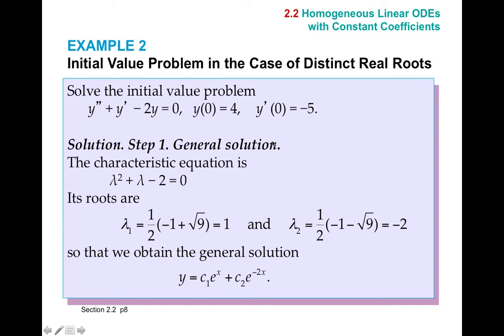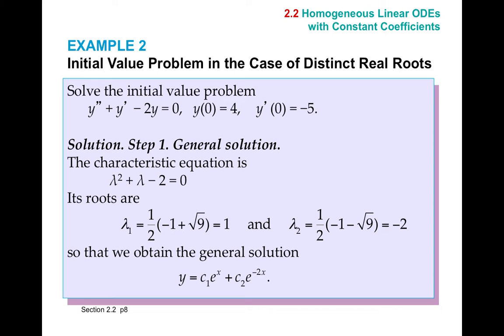So here's an example of an initial value problem where we would have distinct real roots. Here's our differential equation. We're given an initial value condition on y and on y prime. Remember, this is a second order differential equation, so we will actually need initial values of y and its first derivative. So the characteristic equation here is lambda squared plus lambda minus 2.